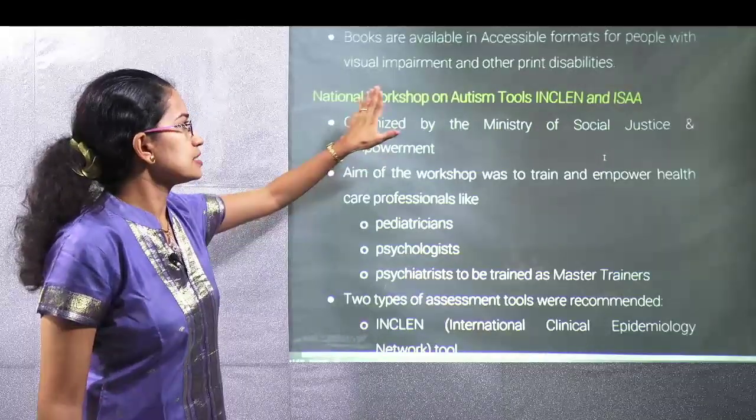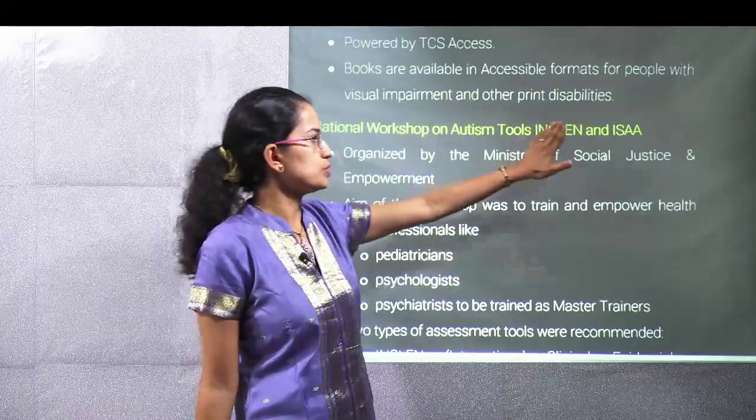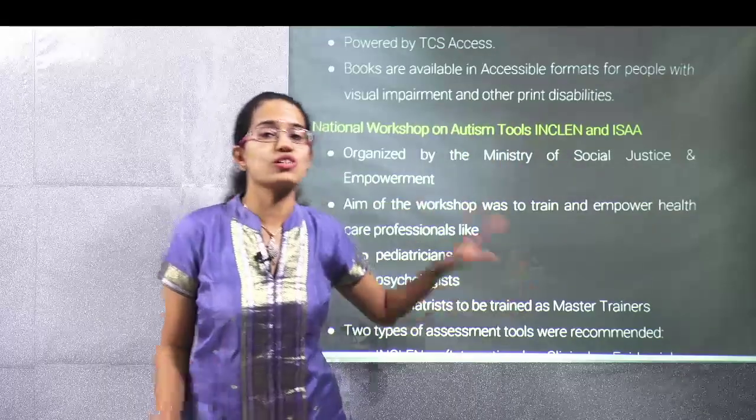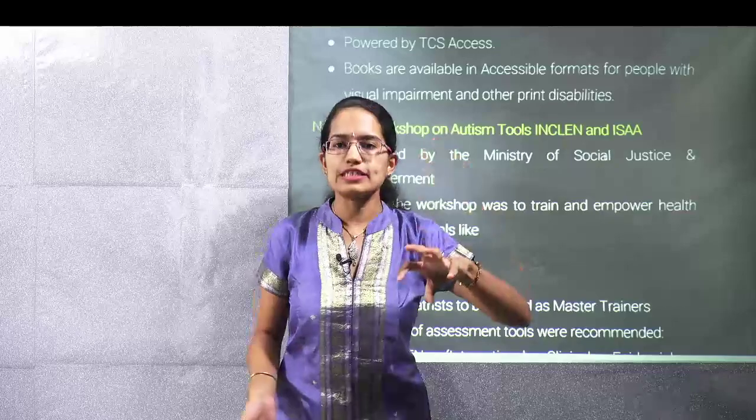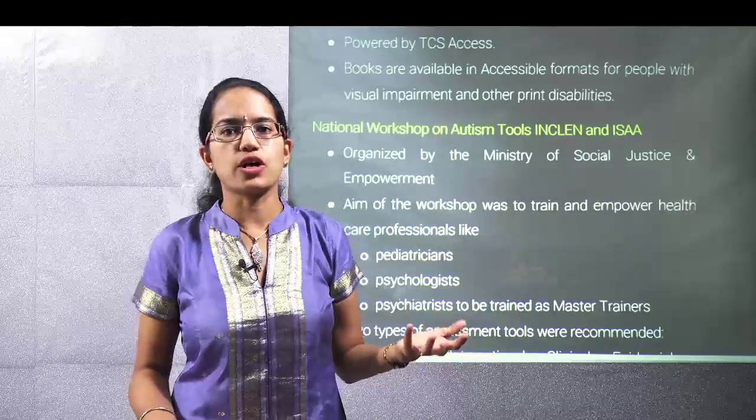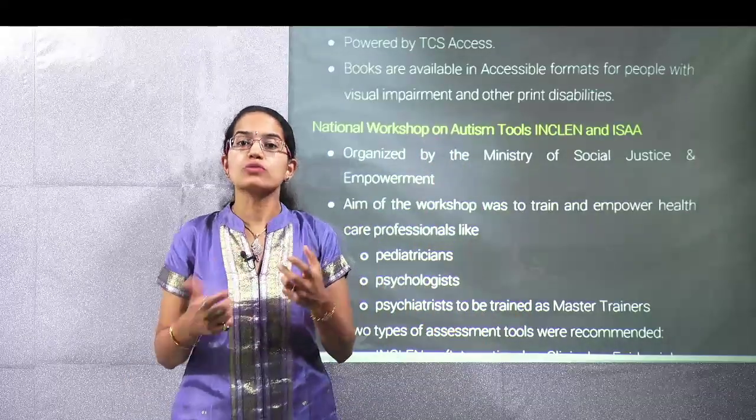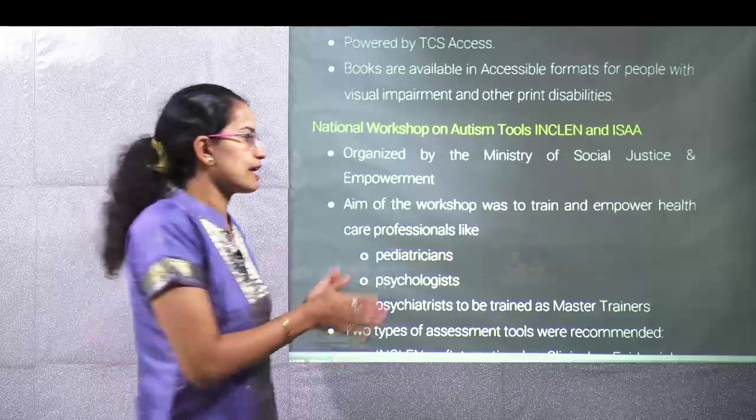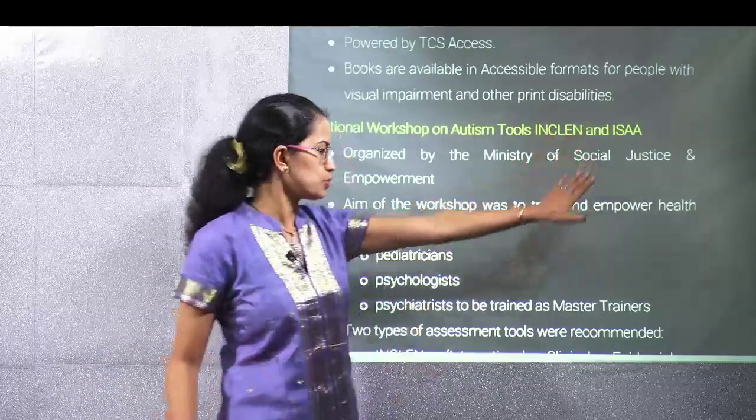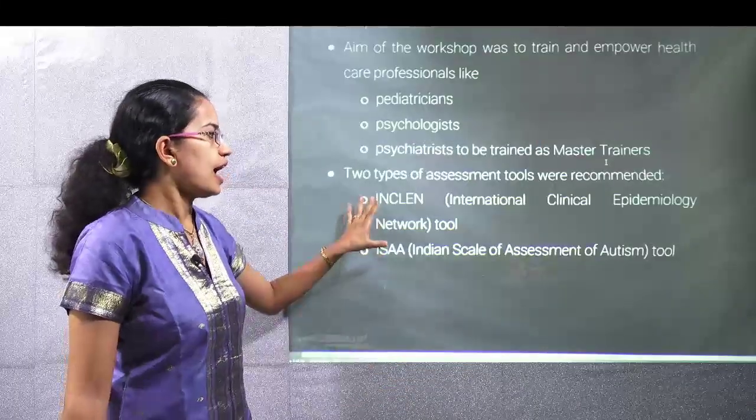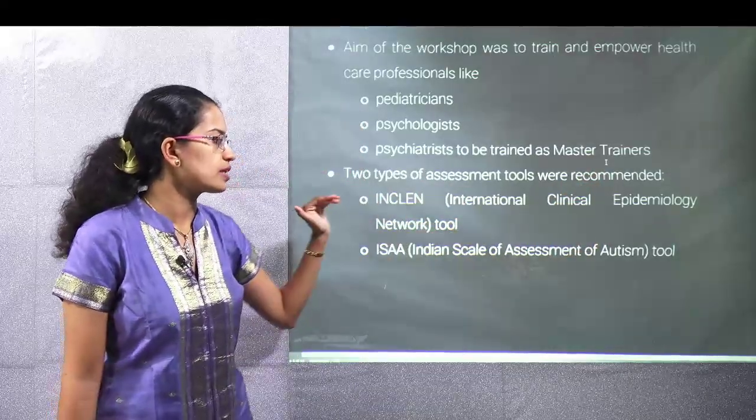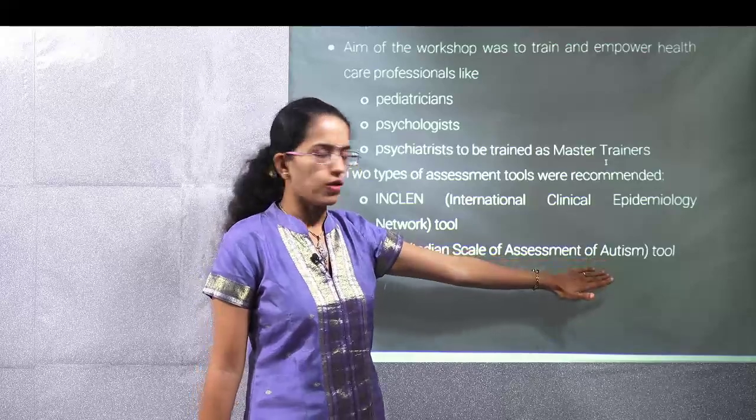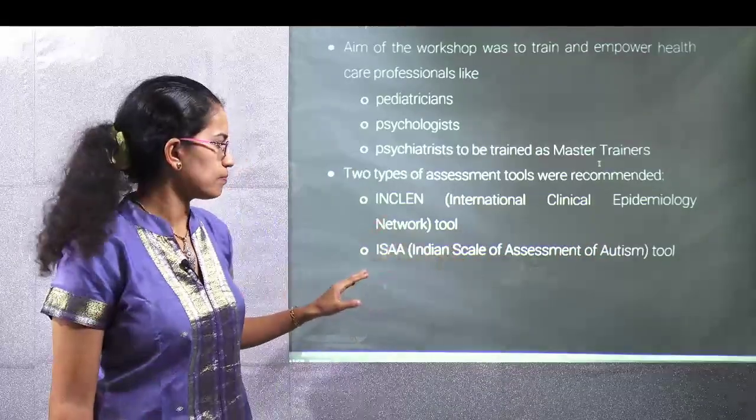Now the next is National Workshop on Autism Tools. Now this is not that important, but the important point here is what is autism. Autism is basically a developmental disorder, and you must know about this disorder because the question that would be framed would be either on the two tools that we have been talking about, and these two tools are the International Clinical Epidemiology Network and the Indian Scale of Assessment of Autism. So those two become very, very important here.